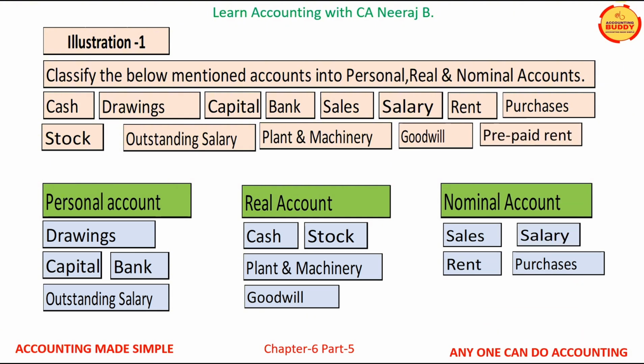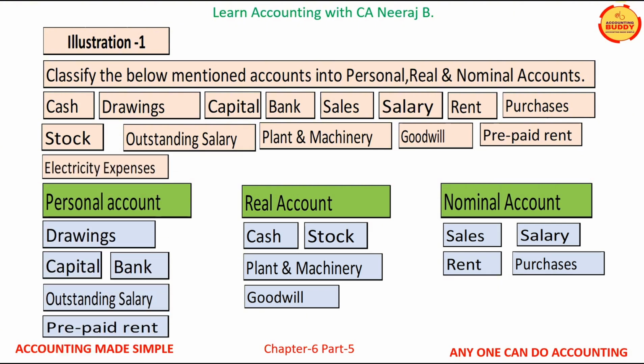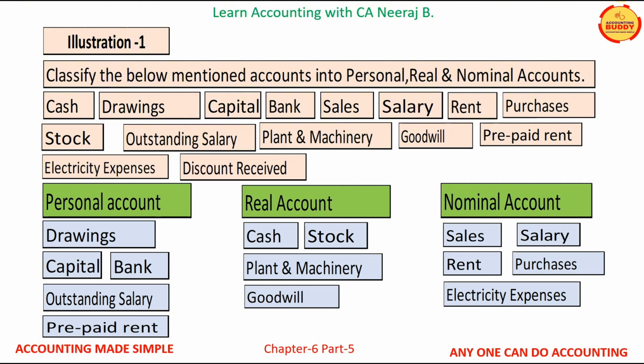Account number 13 is prepaid rent. Since prepaid is added to rent, therefore it becomes prepaid rent, thus it is a personal account. Now account number 14 is electricity expenses. Electricity expenses being an expense of the business is a nominal account. Account number 15 is discount received. Since discount received is an income, therefore it is a nominal account.